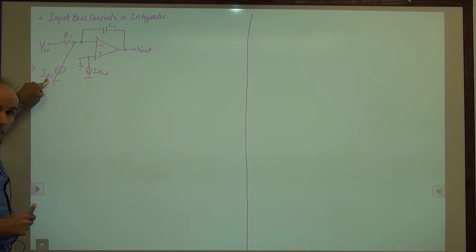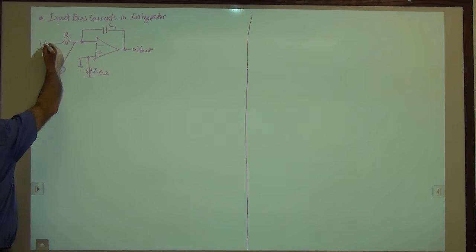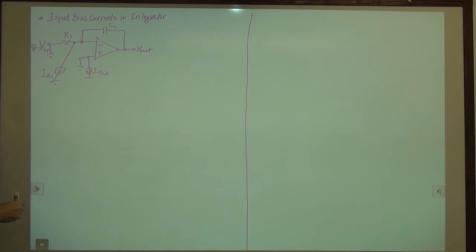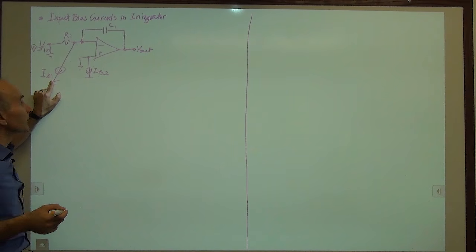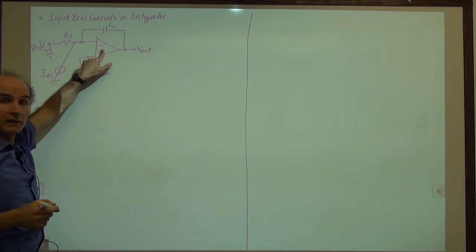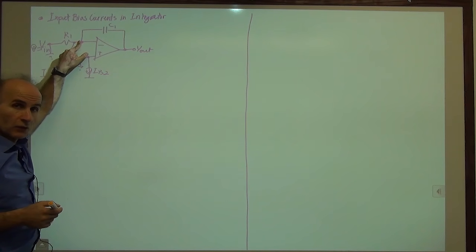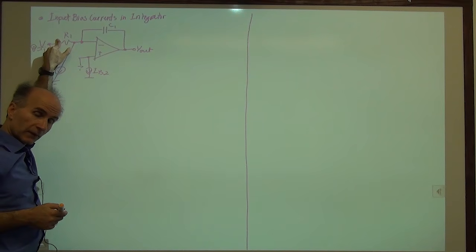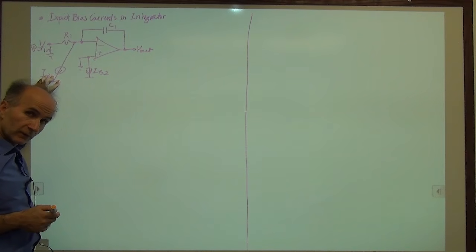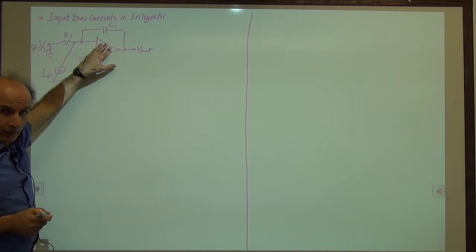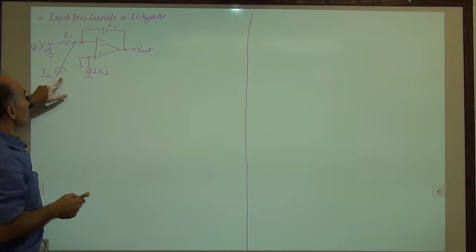Again, to study the effect of IB1, let's use superposition and set V in to 0. And we have to trace IB1 through the circuit and see what it does. If the gain of the op-amp is high, this is a virtual ground. So this voltage is close to 0. If this voltage is close to 0, this current is close to 0. So IB1 cannot flow through R1. It has to flow through C1. All right, so this is what we have. IB1 is flowing through C1.